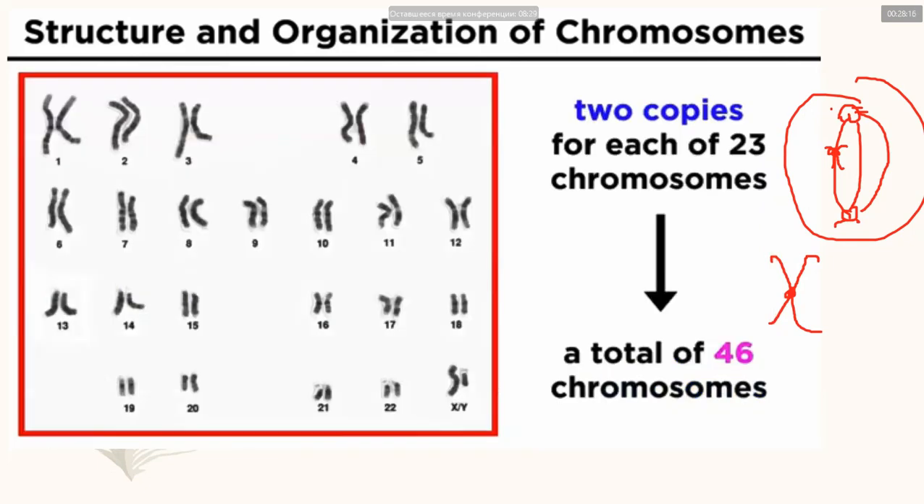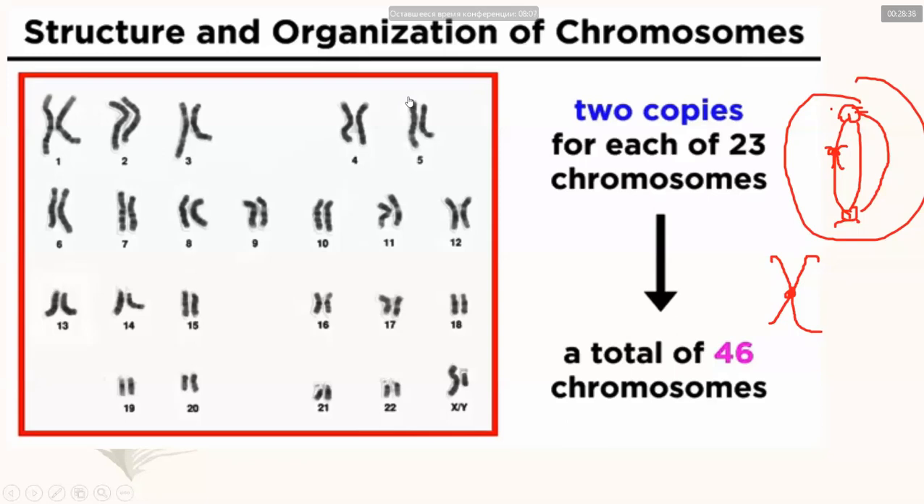Each chromosome will duplicate through DNA replication, producing identical chromatids.